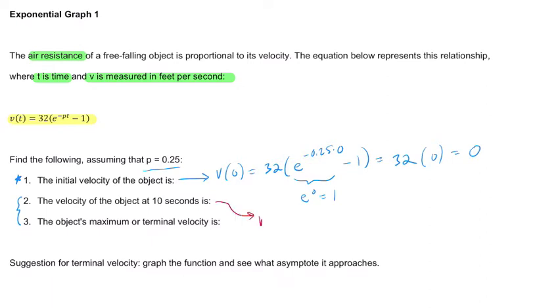And the second one, you could repeat the same thing. You could find v of 10, which is 32 times e to the negative 0.25 times 10, minus 1, and you get an answer, but I think it's useful to graph this. So let's do that.